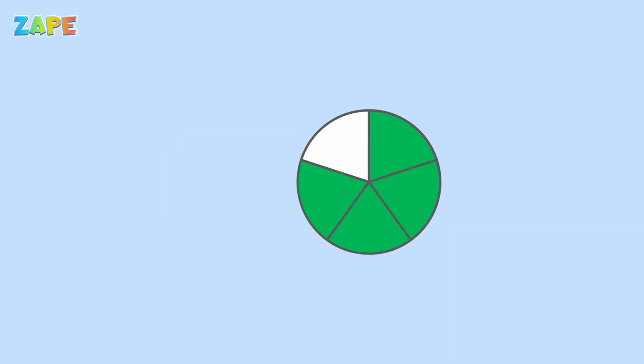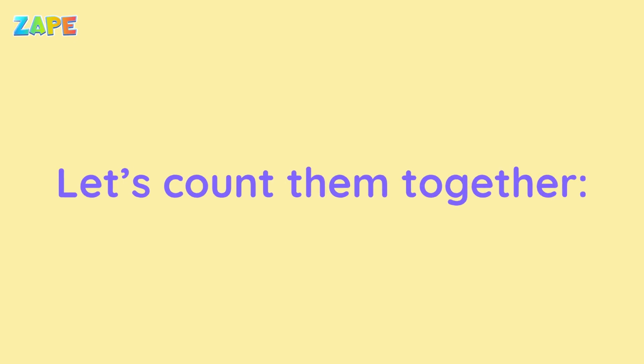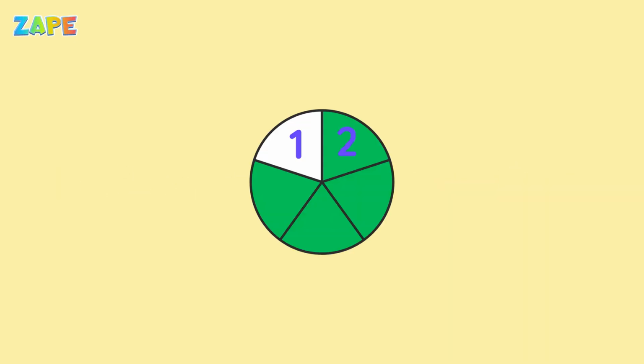Let's find out how many parts there are in total. Let's count them together. 1, 2, 3, 4, 5. There are 5 equal parts in the whole circle. That means our total is 5.